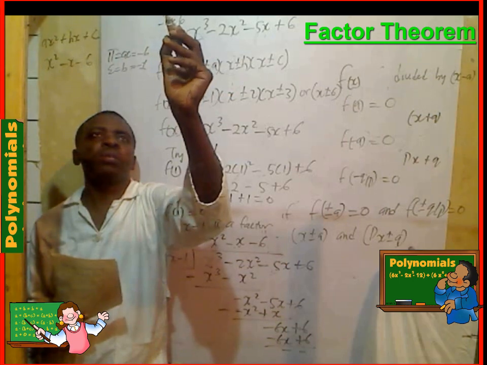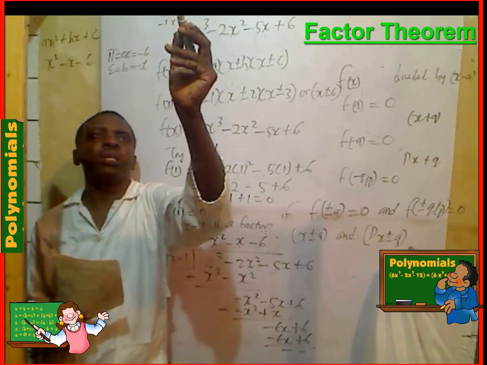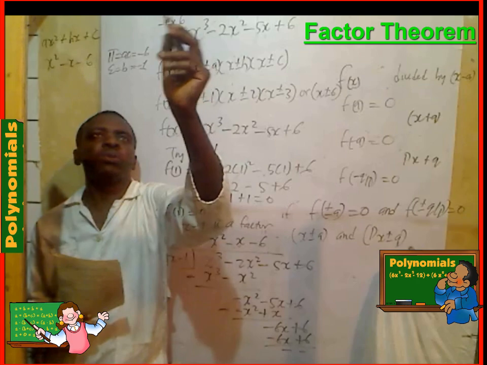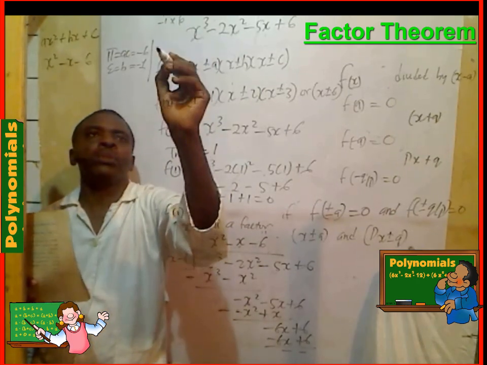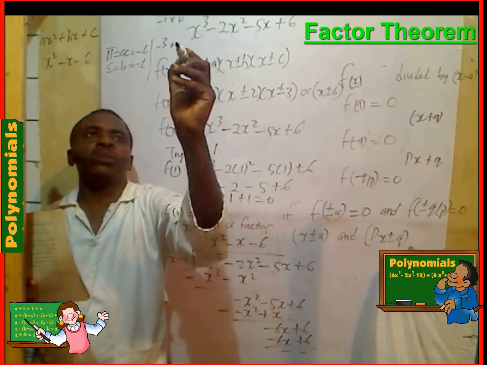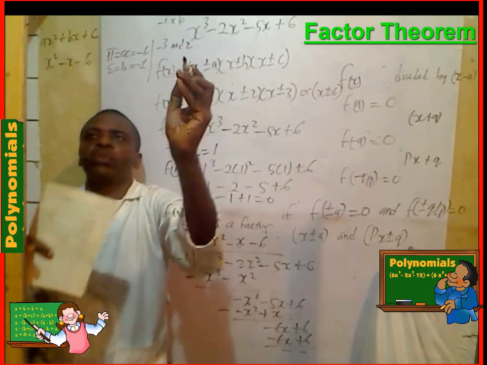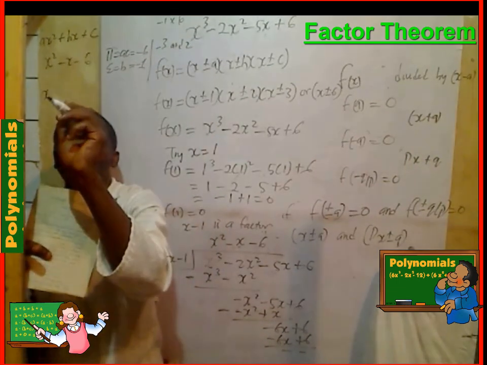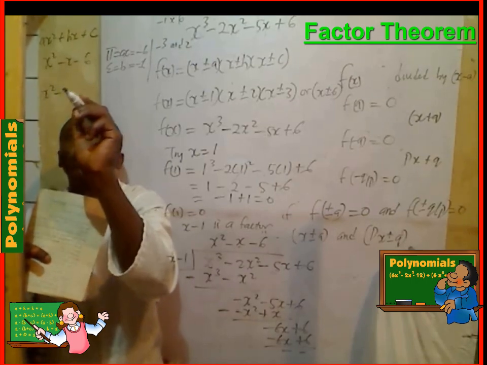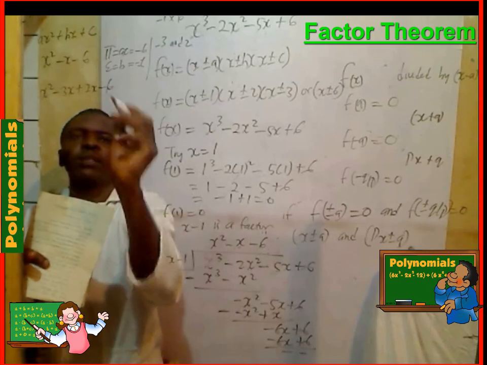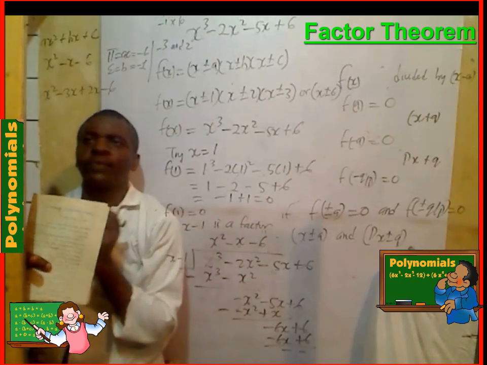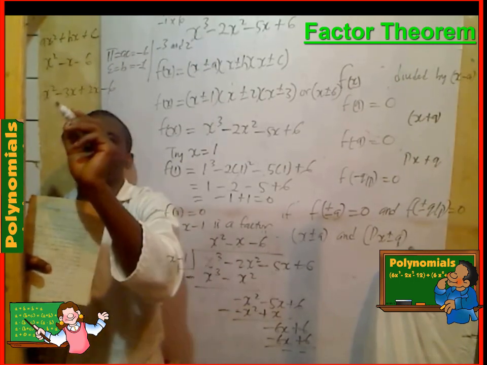Minus 3 plus 2 gives me minus 1. So these are the two factors: minus 3 and 2. So I'll rewrite this. I'll say x squared minus 3x plus 2x minus 6. This now has 4 terms which I can factorize.